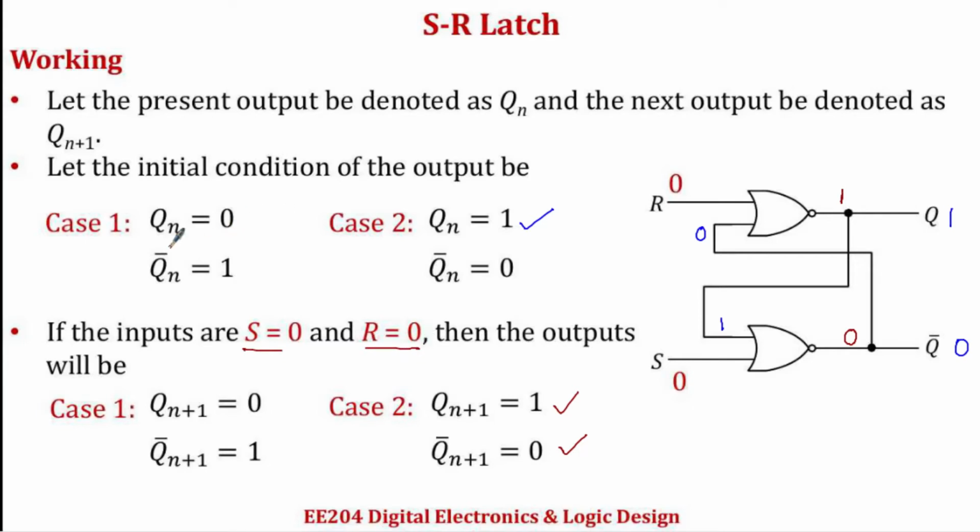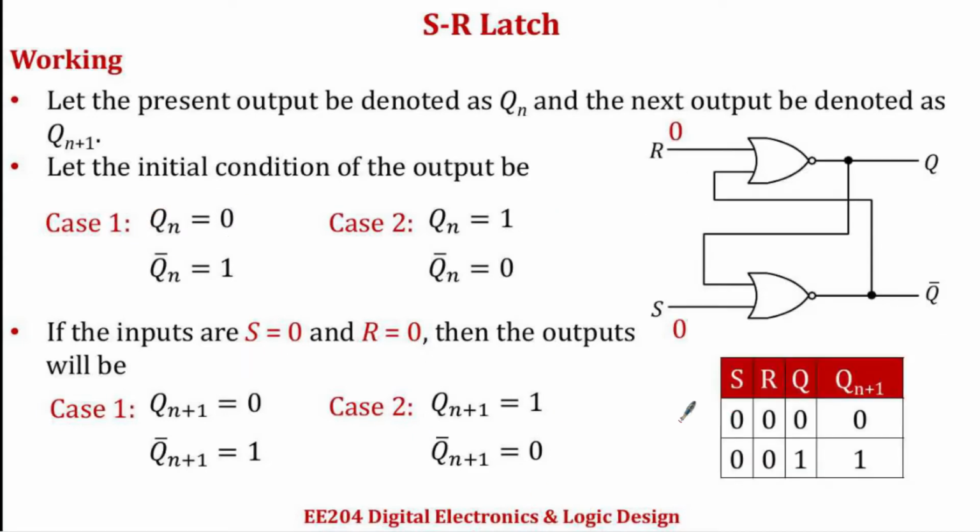Present state Qn, future state Qn plus 1. So when the inputs are S equal to 0 and R equal to 0, whatever the present state was will be the next state as well. Okay, same case here: if the present state is 1, the next state is 1. This is applicable only when you have S is equal to 0 and R is equal to 0. So for S equal to 0 and R equal to 0, when the present state is 0 you get the next state as 0, and when the present state is 1, the next state will also be 1.